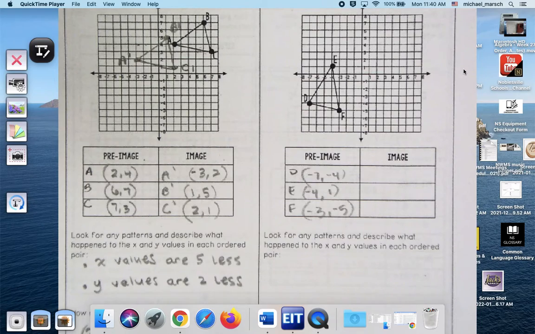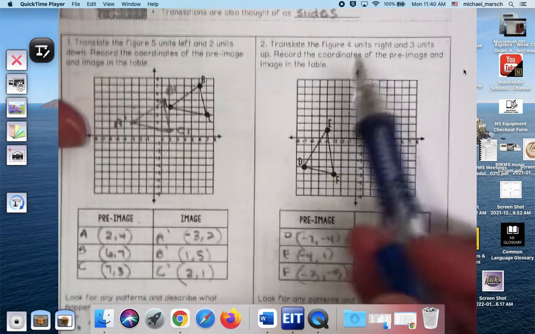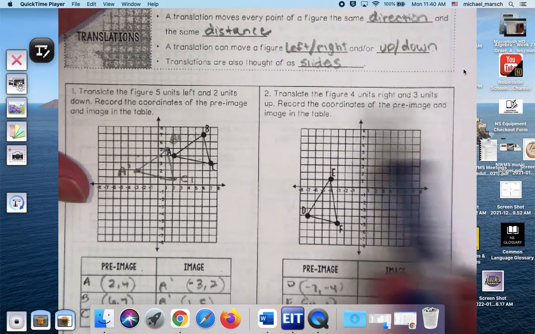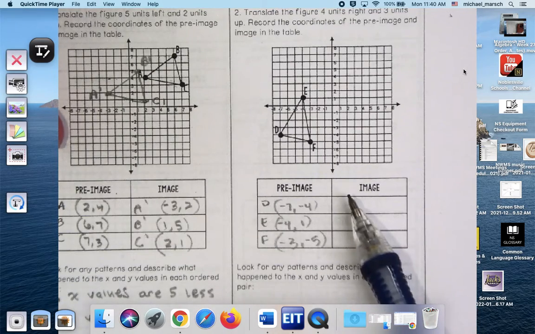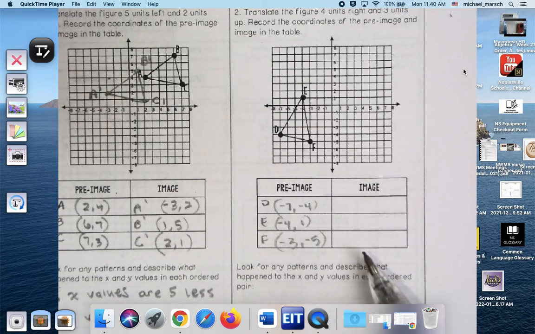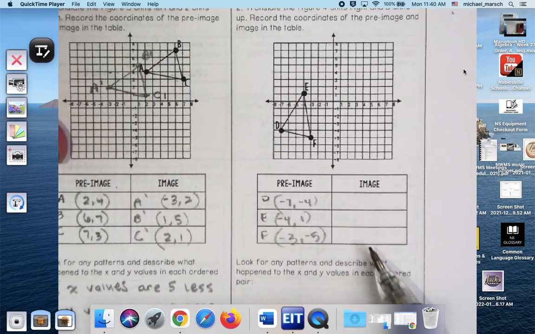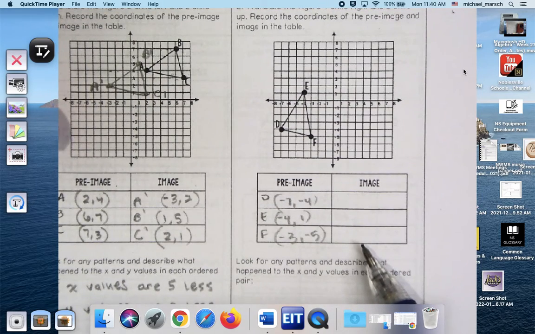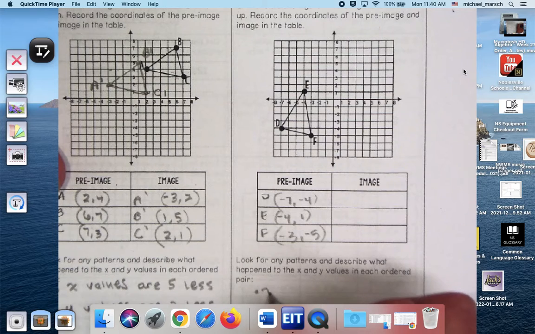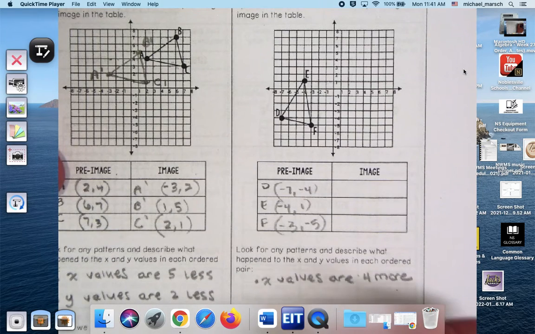All right, so the directions say translate the figure 4 units right and 3 units up. So what am I going to do to each of my x values if I'm going 4 units right? I'm going to add 4. So x values are 4 more. And what about my y values if I'm going 3 units up?